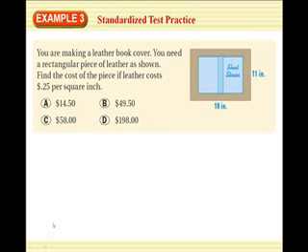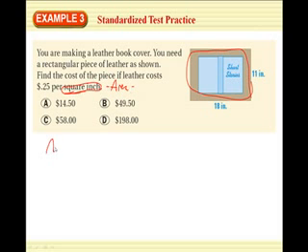So example number 3, we're doing the standardized test practice, which is going to involve a formula. You'll see it's on page 30. You're making a leather book cover. You need a rectangular piece of leather as shown. That's the dark brown around the outside here. That's the leather. Find the cost of the piece of leather if it's 25 cents per square inch. Now when I see per square inch, that right there is our cue that we're looking for area. So that's a rectangle.